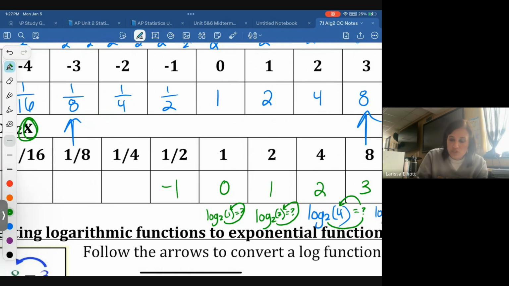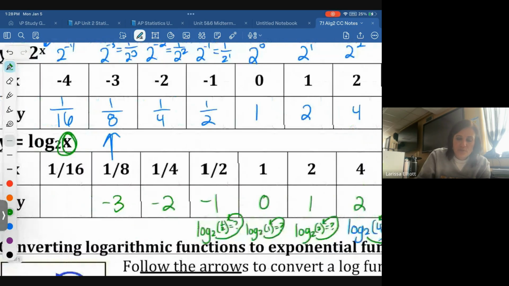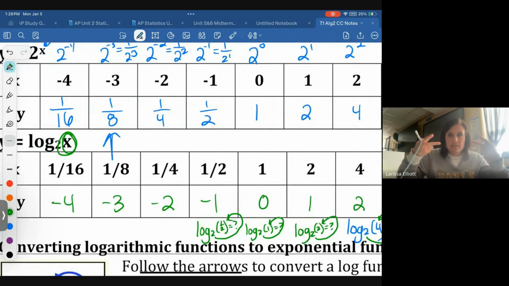I just want to show it to you. Log base 2 and put a 1/2 here. 2 to what power would give me 1/2? Well, 2 to the -1 power will give me 1/2 because I just did it a minute ago. And so I'm going to go ahead and bring these other numbers down and show you that these two tables are exactly like each other but flipped.